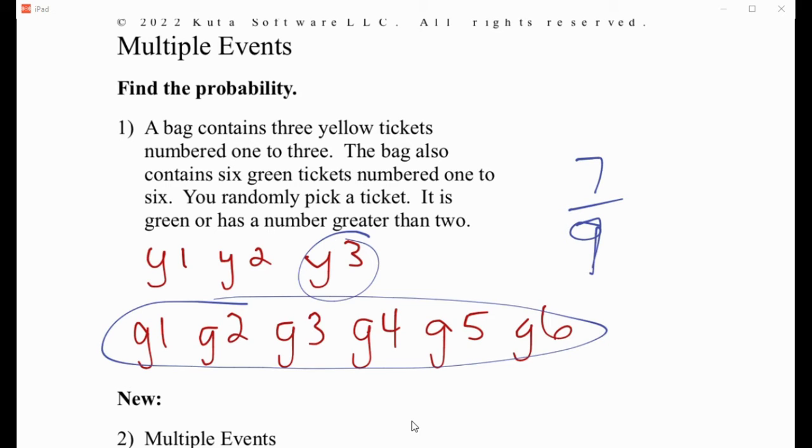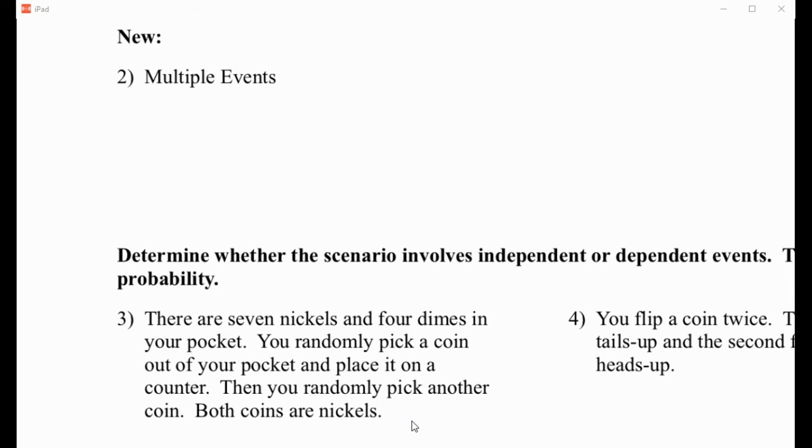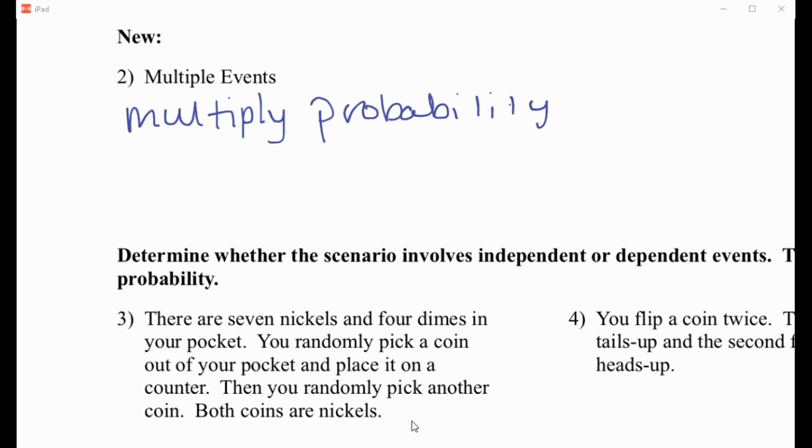If you put 7 divided by 9 in the calculator, you get 0.7 repeating, so about 0.78 if you round. So that's how you do a probability of just a singular event. With multiple events, you're basically going to take the two probabilities and multiply them. Simple enough, right?